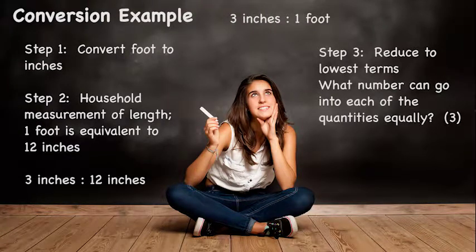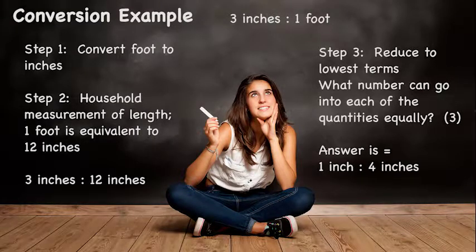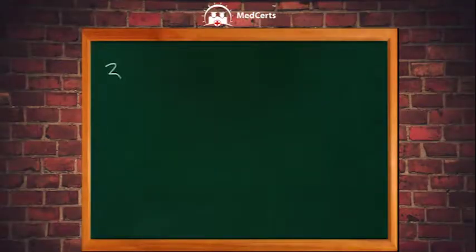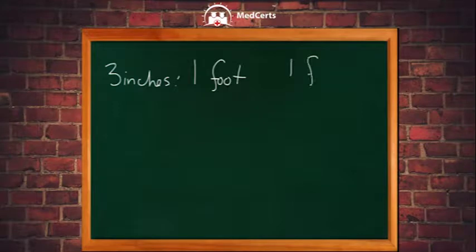So if we look, 3 is our common number. So 3 goes into 3 once, and 3 goes into 12 4. Now if we were to work this out and look at the conversion, we start off with our ratio, 3 inches to 1 foot. We know that 1 foot is equal to 12 inches.